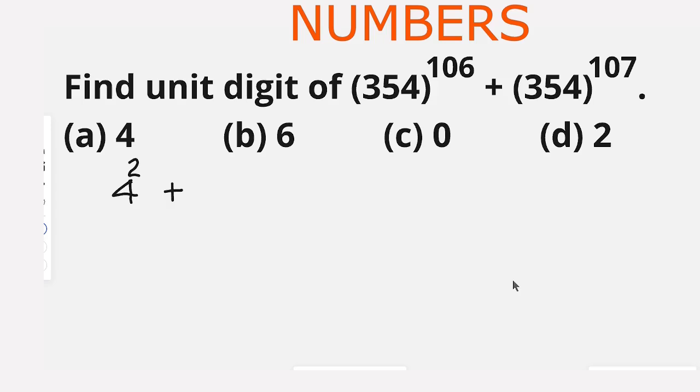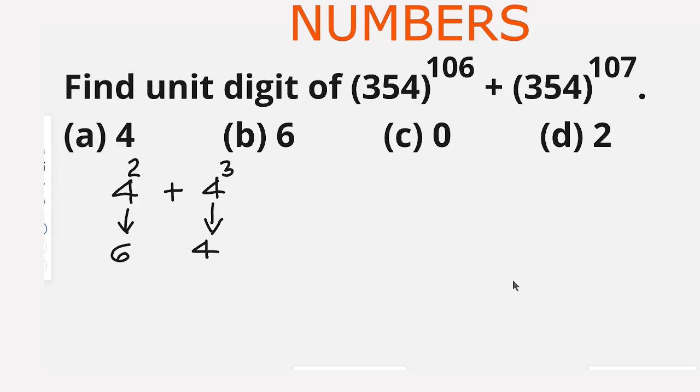Plus, we have to divide the power of 354, which is 107, by 4, and find the remainder of it. We divide the last two digits of 107, which is 07, by 4, and the remainder is 3. So we can write it as 4 to the power 3. The unit digit of 4 to the power 2 is 16, which is 6, and 4 to the power 3 is 64, which is 4.